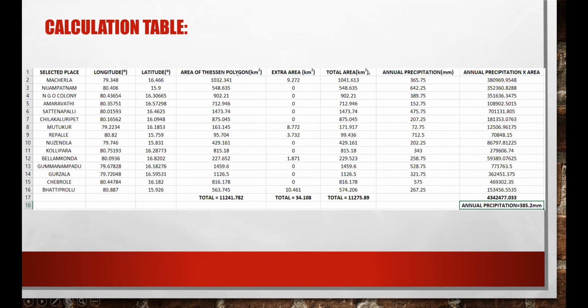The area of each Thiessen polygon. One second, Ajay. Longitude and latitude you've given, what is that, degrees? Yes, sir. Okay. Does everybody know what he's talking about? Yes, sir. Okay, good. Area of polygons, kilometer square. Okay, what is the extra area?